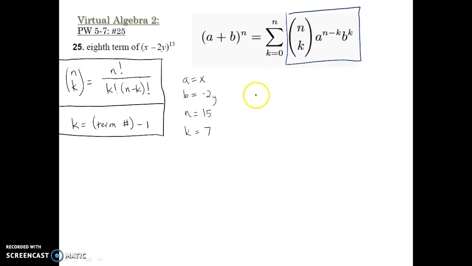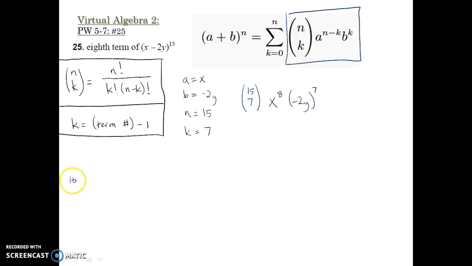N choose k. So 15 choose 7 times a, which is x, to the n minus k. So 15 minus 7 is 8. And then b to the k. So b is negative 2y, to the k would be to the 7th. Okay, now off to the side I'm going to do 15 choose 7.